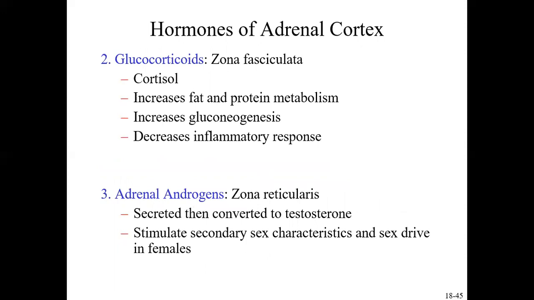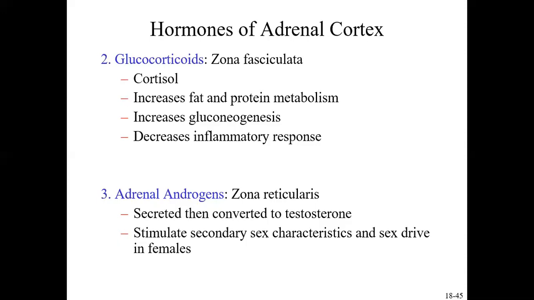Number 2 is something called a glucocorticoid. This is in the middle zone of the adrenal gland called the zona fasciculata. And the main hormone here is cortisol. And so cortisol is the main hormone that helps in metabolism. It increases fat and protein metabolism. We talked about cortisol briefly in the other lecture, but cortisol helps in metabolism by increasing fat and protein metabolism.